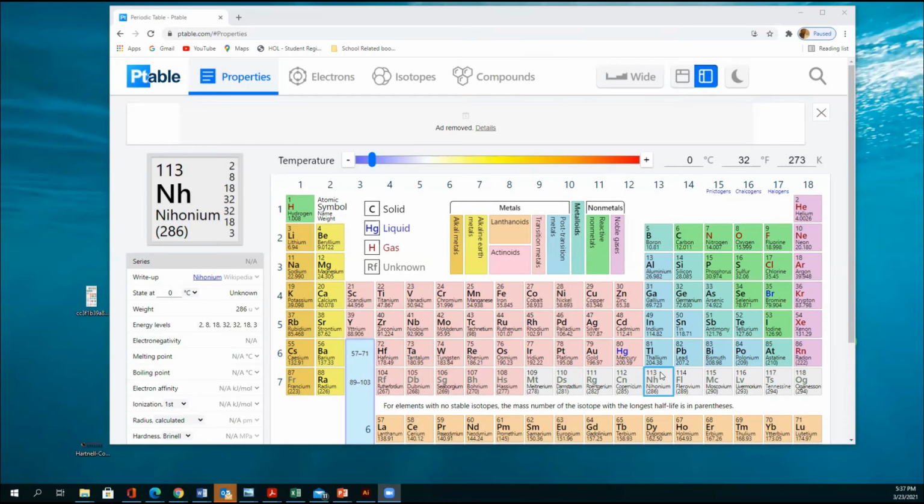So right now I have my periodic table up. Sorry, down a little bit there.